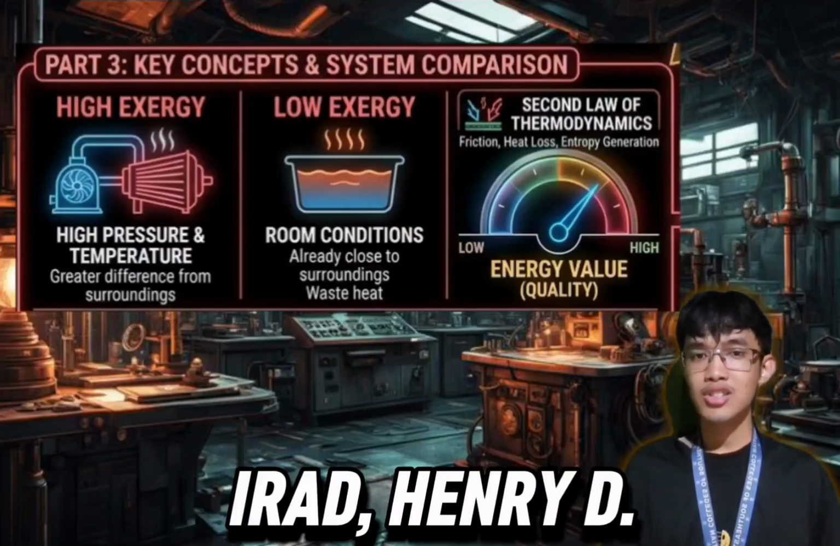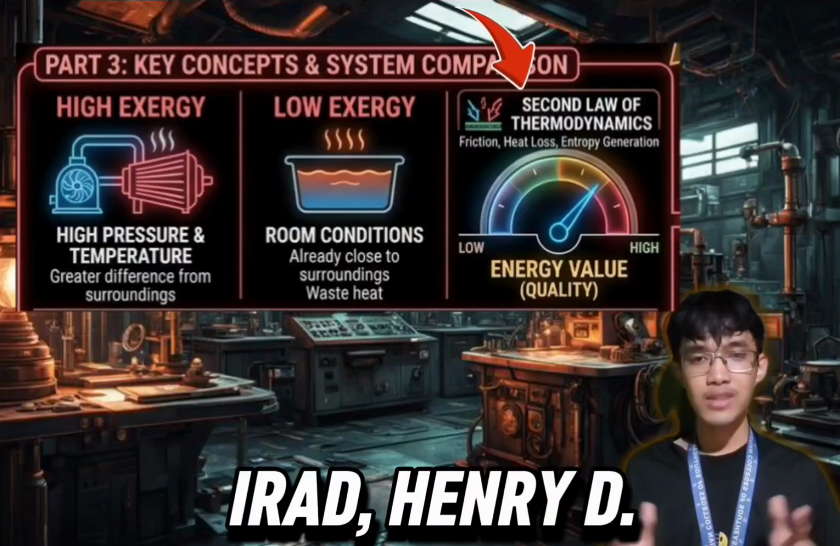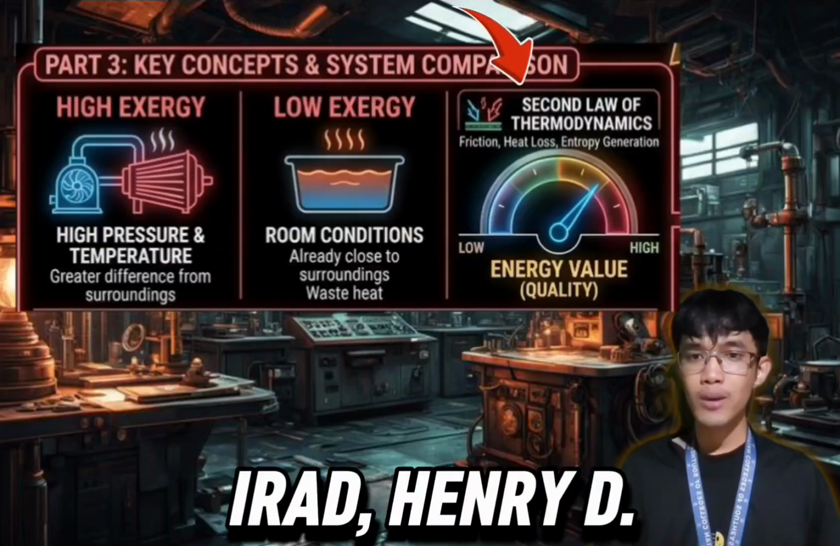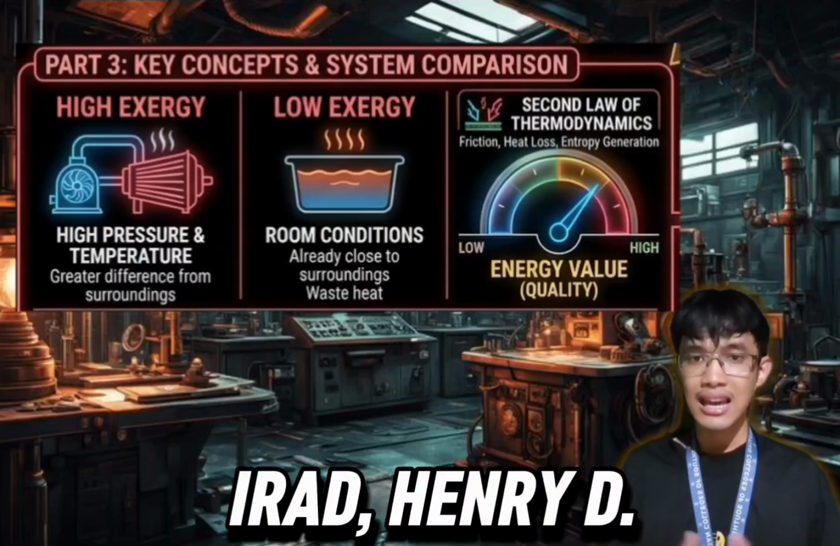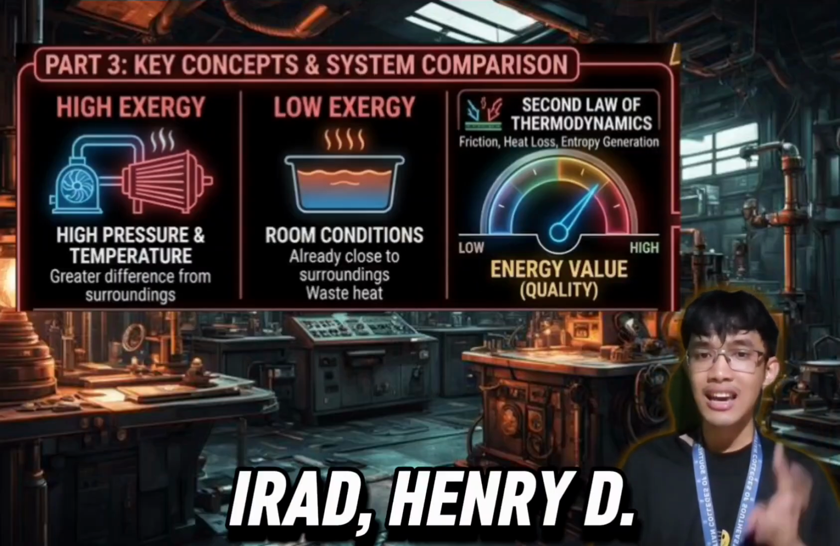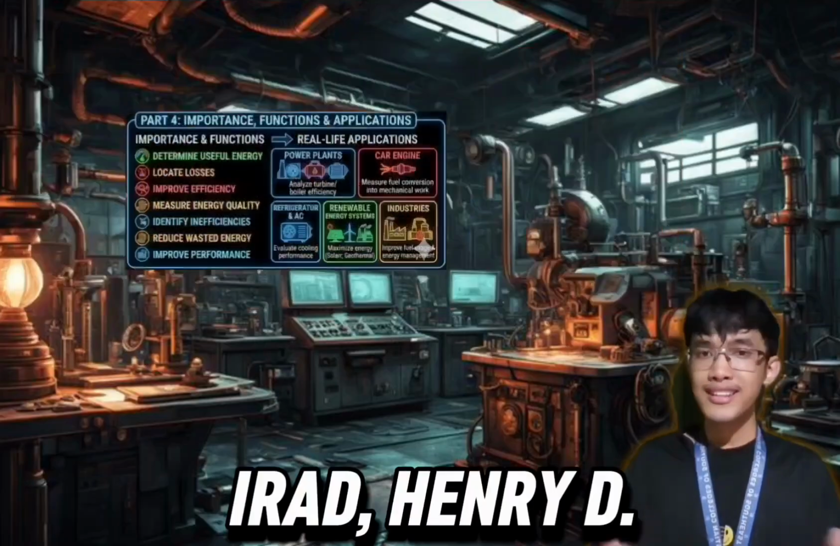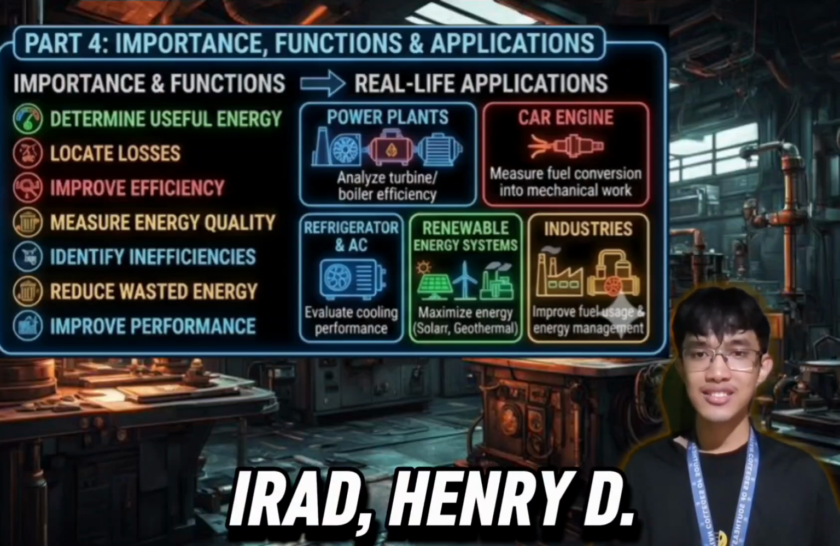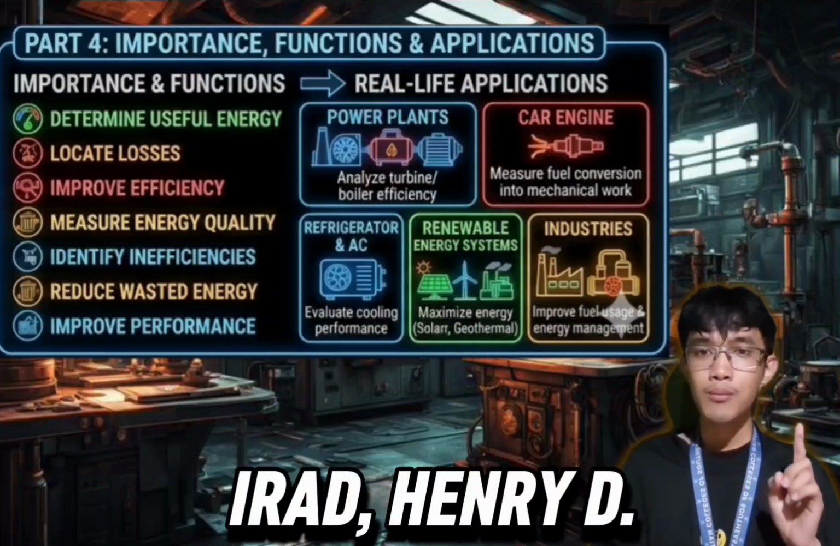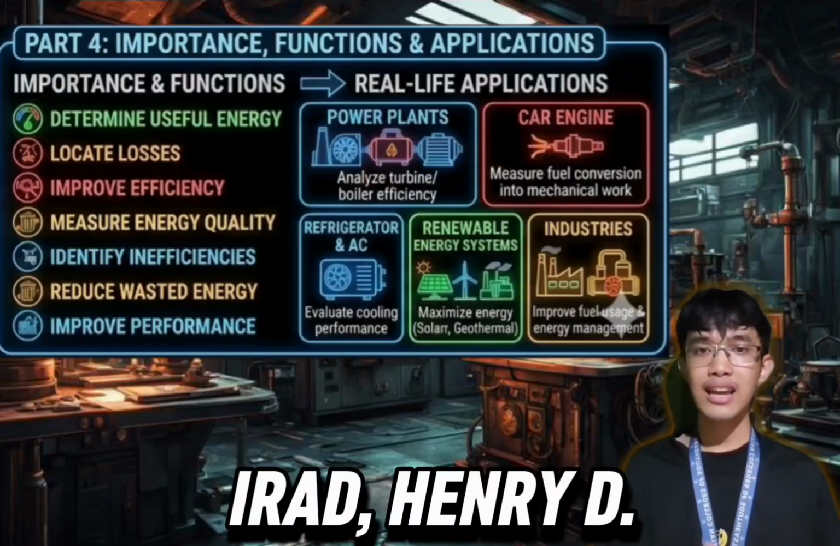This concept is also related to the second law of thermodynamics, which explains why some energy becomes unavailable due to inefficiencies and irreversibilities, such as friction, heat loss, and entropy generation. For example, steam in a turbine has high exergy because it can rotate the turbine and generate electricity. Meanwhile, warm water at room temperature has low exergy because it cannot produce significant useful work anymore.